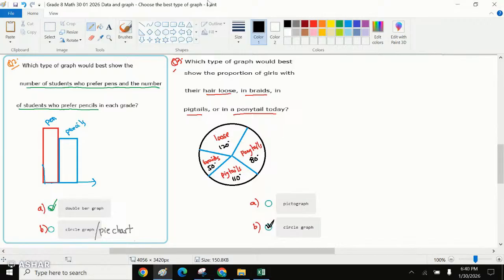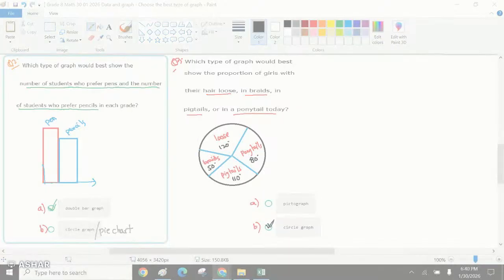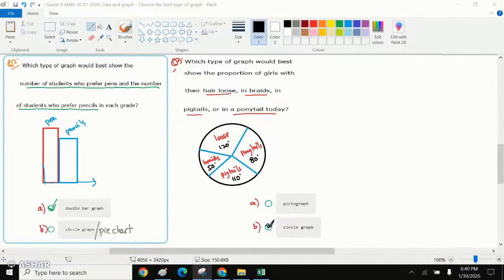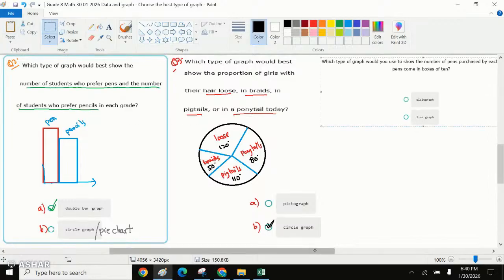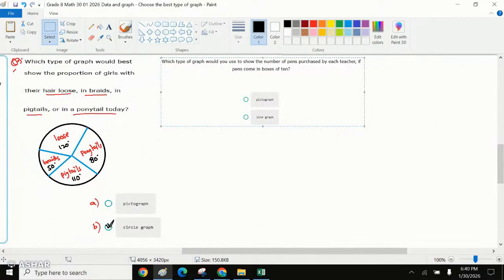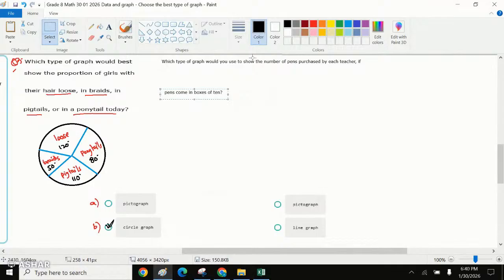Okay, let's try another question. For this topic, all we did was we did not draw anything. We were just trying to identify which should be the best type. So for the next question, question number 4, it says, which type of graph represents the information of the pens to show the number purchased by each student? If the pens come in boxes of tens, they have been grouped together.